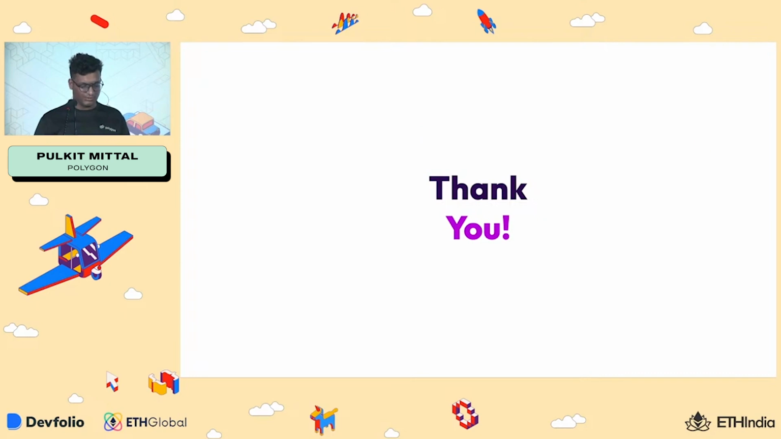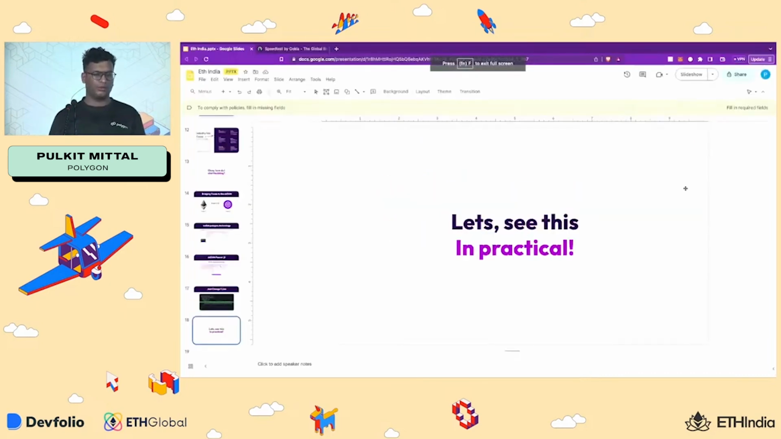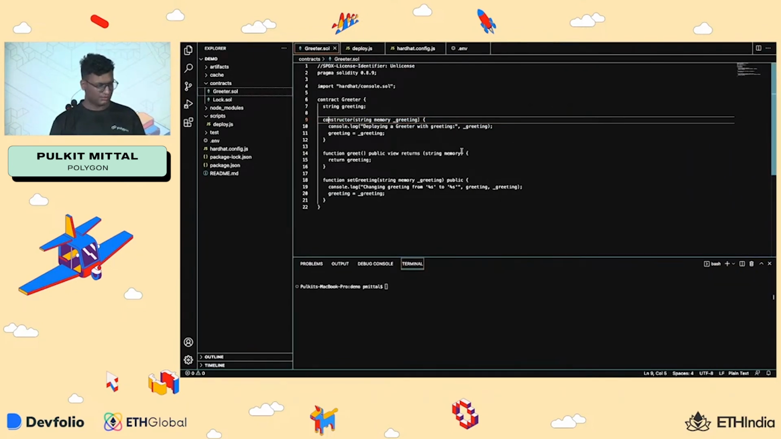So I'll just show you how we can do this very quickly using Hardhat. I'll just jump to VS Code. This is a very basic Hardhat project, and I have a contract here called Greeter.sol that you get out of the box with Hardhat. In this contract, you can see we have the pragma statement.